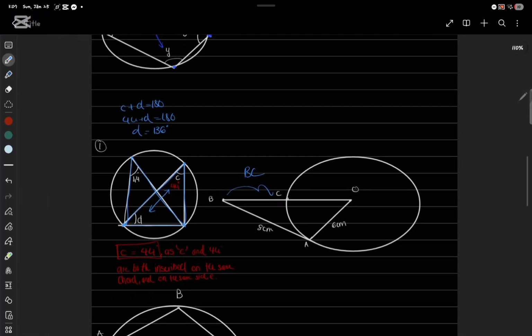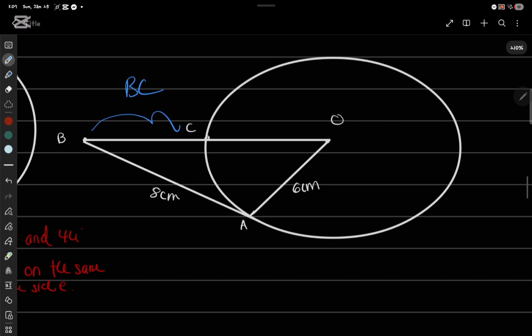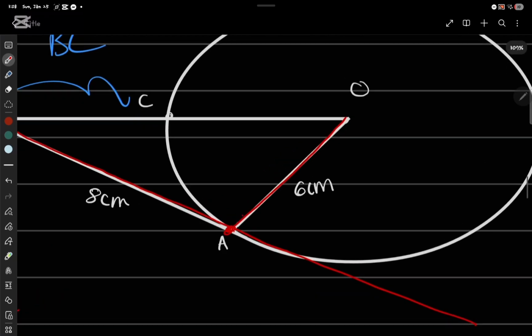Okay, how are we supposed to find BC? First thing I want you guys to notice is that in math, and especially in geometry, it's really important to notice these patterns that I'm about to show you guys. Boom. So you realize that that is a tangent to a circle because it only hits a circle once, right? So OA and BA would be perpendicular.